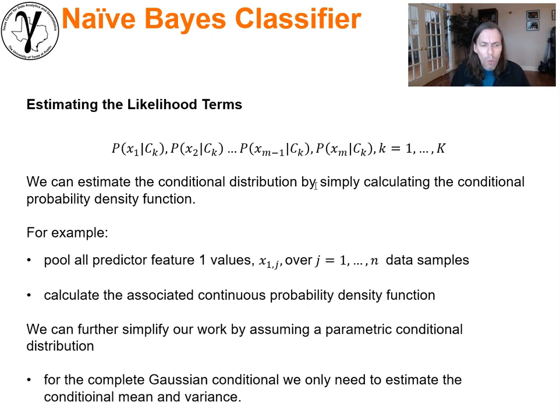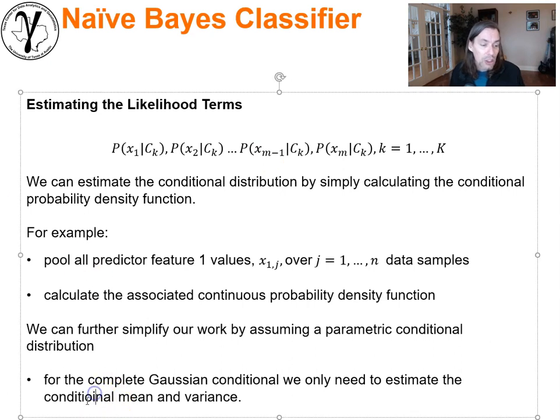Now, we could further simplify our work by assuming the conditional distributions are some parametric distribution. That's the naive Gaussian Bayes approach, or Gaussian naive Bayes. So what we'll do is, and we'll demonstrate this, we'll assume the conditional distributions are Gaussian. Now we only have to estimate the conditional mean and variance for each one of them.